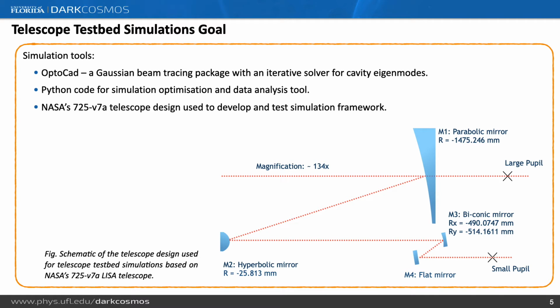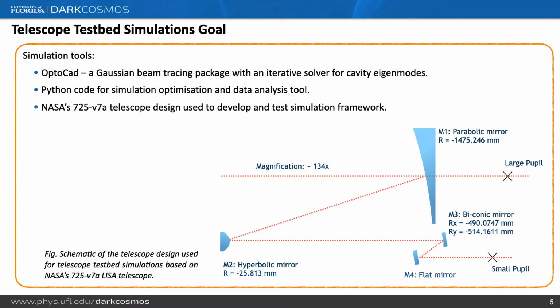The main tool used for these simulations is Optocad. It is a beam tracing package which also allows for iterative solving of the cavity eigenmodes. We also use Python code to optimize multiple simulations and to write scripts for data analysis. Our simulations are using NASA's LISA 725 version 7A telescope design to develop and test our simulation framework.